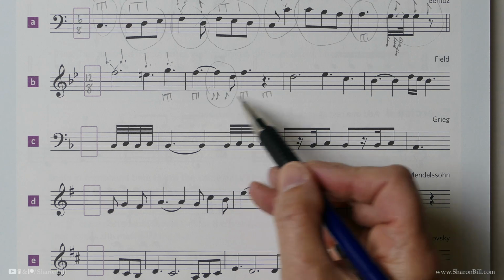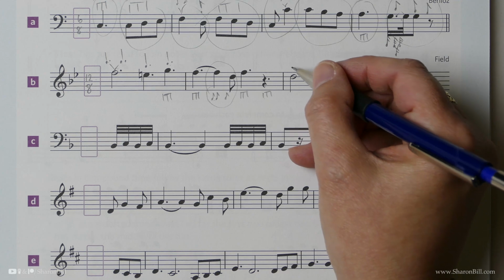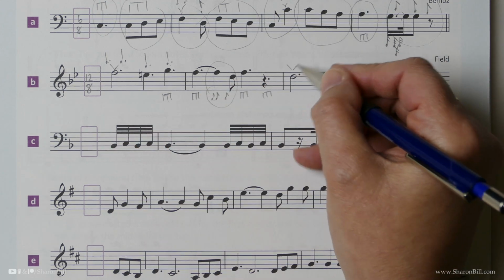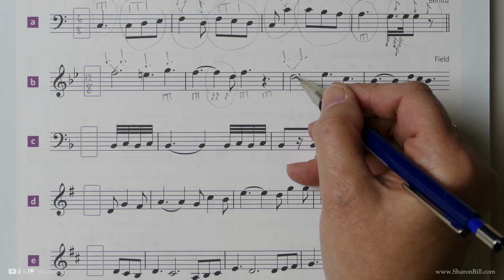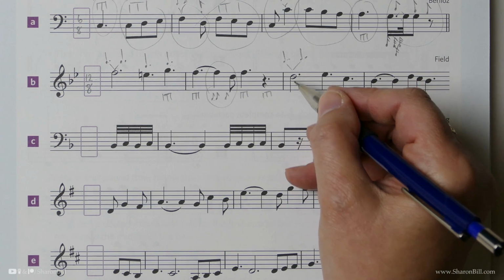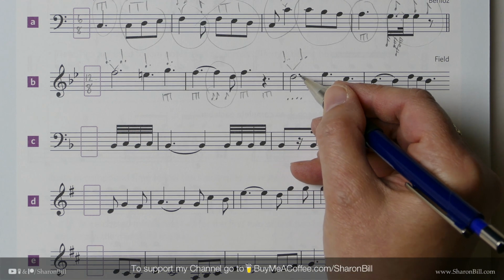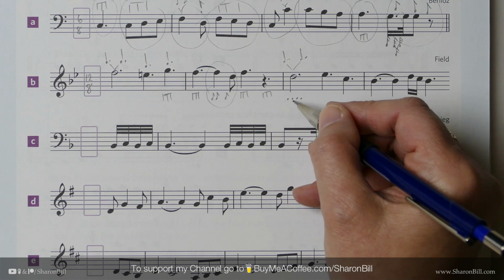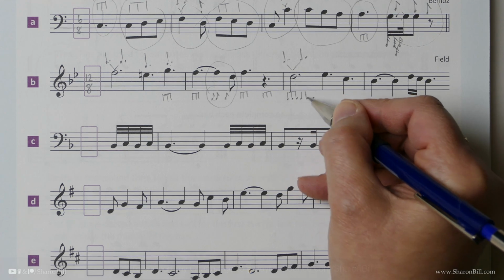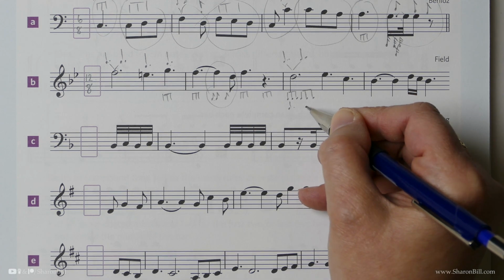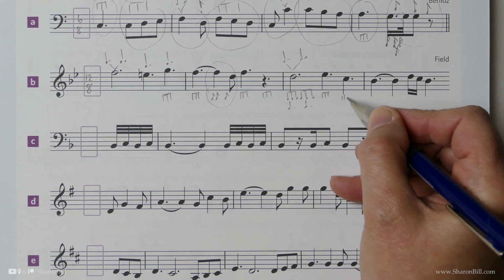1, 2, 3, 4, 5, 6, 7, 8, 9, 10, 11, 12. Again, we could just do this counting dotted crochet, dotted crochet. However, if that seems too complicated, we know that a minim is worth 1, 2, 3, 4, and then we've got a dot which is half as much again, so that's 5, 6. We group them in threes, remember being compound time, and that's how we can see we've got 2 groups of 3. 1, 2, 3, 4, 5, 6, 7, 8, 9, 10, 11, 12.